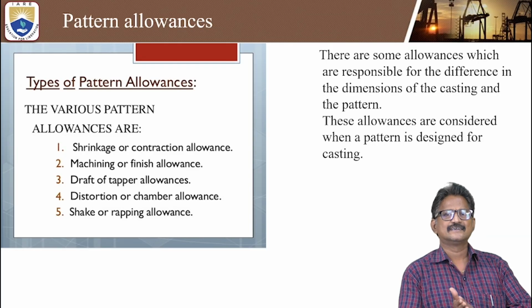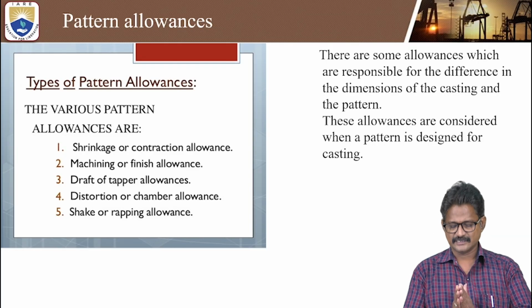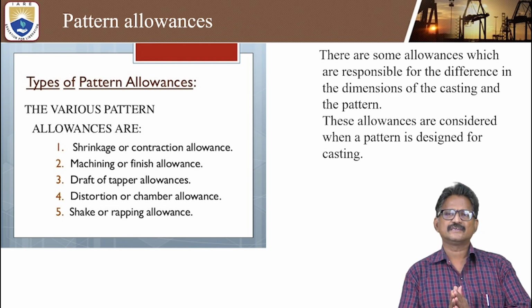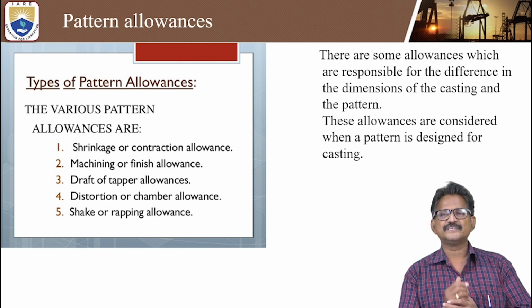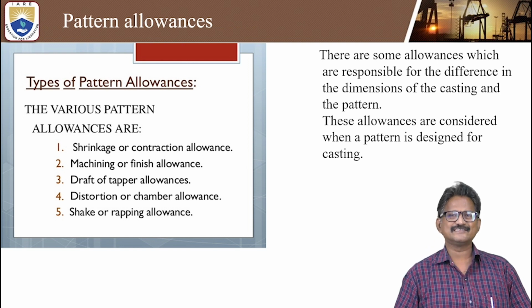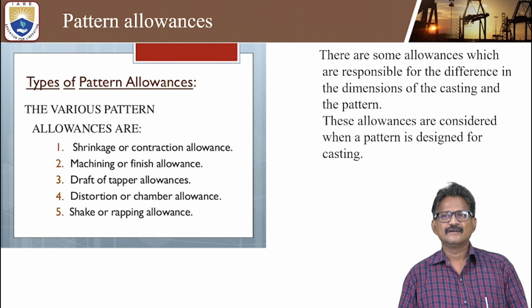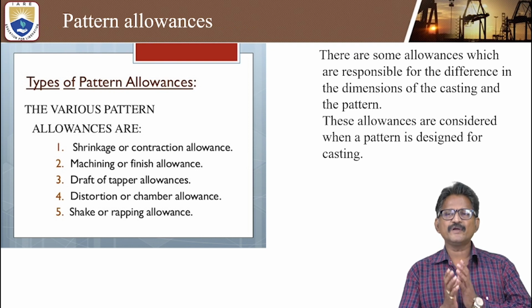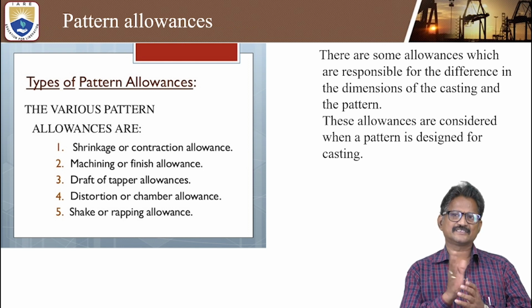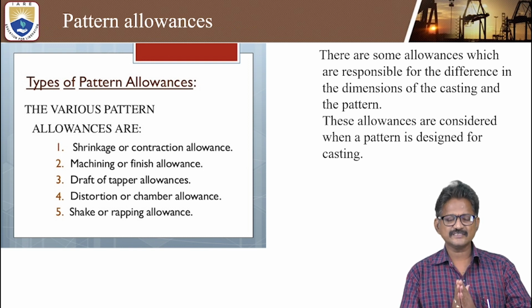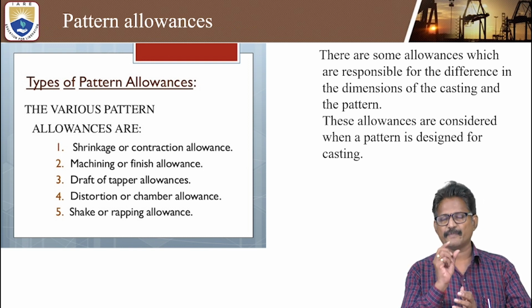As we have discussed, the pattern can be defined as the replica of the original casting, where components of any complex shape can be easily manufactured through the metal casting or sand casting process. In that, the first and foremost important thing is a pattern.